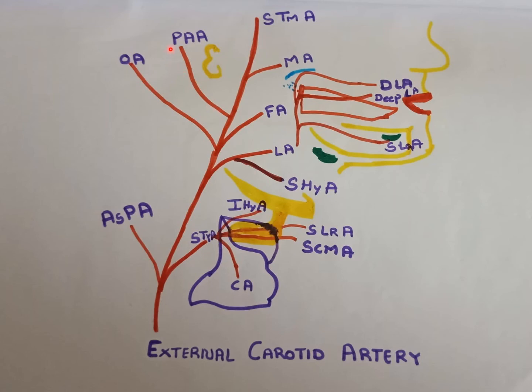Now this posterior auricular artery will supply the mastoid air sinuses, stapedius muscle and internal ear. The mastoid bone is here, with the mastoid air cells. The stapedius muscle and internal ear are supplied by the posterior auricular artery. The superficial temporal artery will supply the temporal region, and this is the terminal branch of the external carotid artery. Now we are left with the maxillary artery. We will see it now.